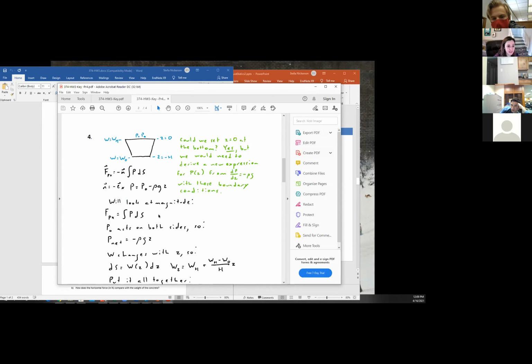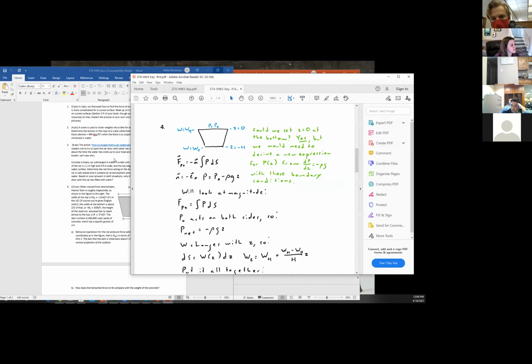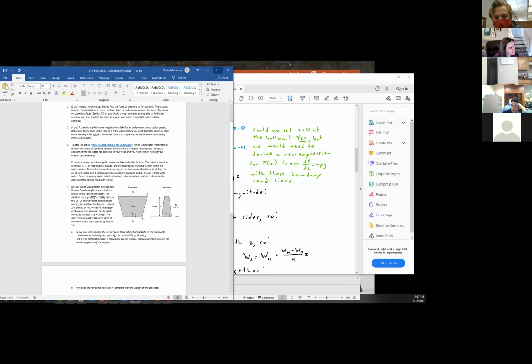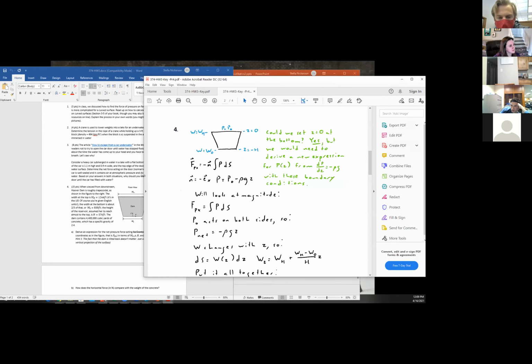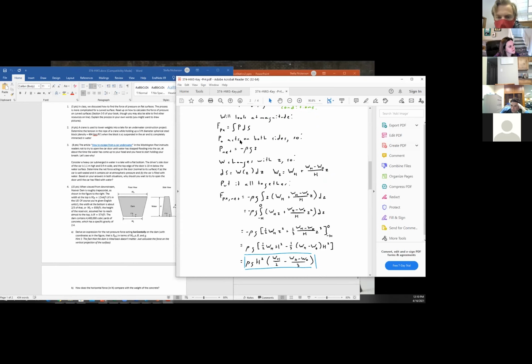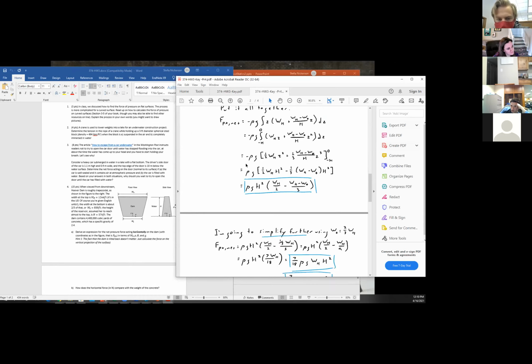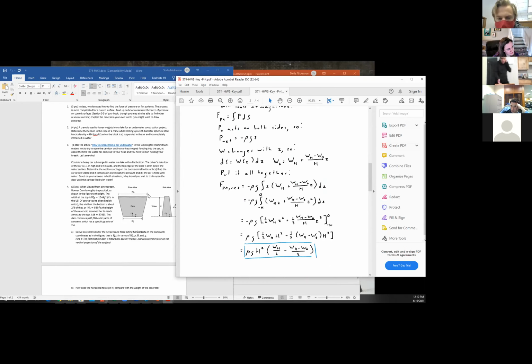Then there was another problem where we had not a rectangle. In this case, the problem was this dam, which is a trapezoid. I gave you the width at the bottom and the width at the top. So now it's not a rectangle anymore. P naught acts on both sides, so pressure is just negative rho gZ. W changes with Z. This is S for surface, but you could also call that A for area. So the area of that thin differential rectangle is W dZ, and since W is changing with Z, you have to put that in before you integrate.